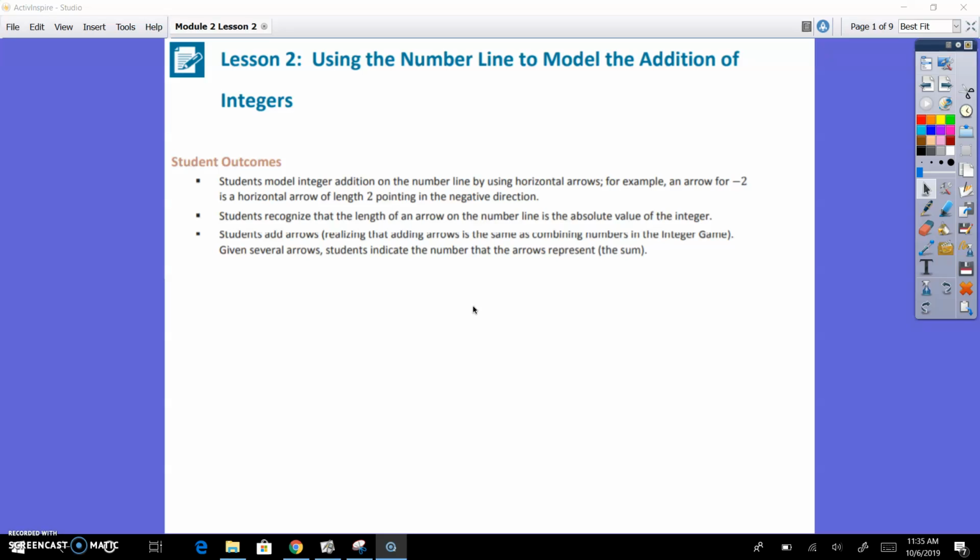And so you can see that a horizontal arrow with a length of 2 pointing in the negative direction, or to the left, would be indicating a -2 number. Students recognize that the length of the arrow is the absolute value. Remember, absolute value is the distance. And students add arrows, realizing that it's the same as combining numbers in the integer game. And you are able to represent the sum no matter how many arrows you are given.